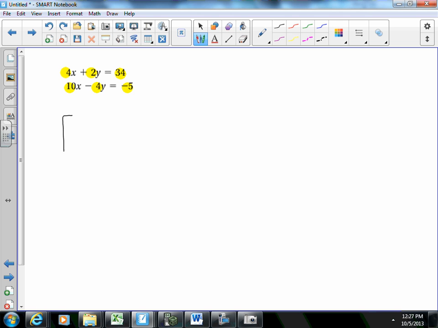Now, like I said, a matrix is in a set of square parentheses, and all I'm going to do is put the data in exactly as it's written in here. So my top line is going to be my coefficients. So it'll be 4, 2, and 34. And my second one will be 10, negative 4, and negative 5. Remember, there's that negative in front of the 4y. This is a matrix representation of a system of equations.